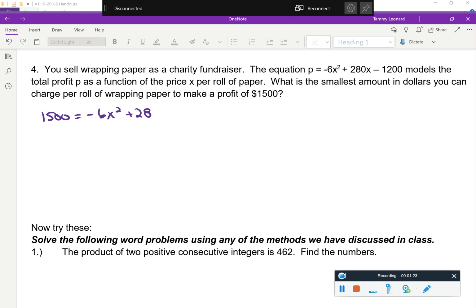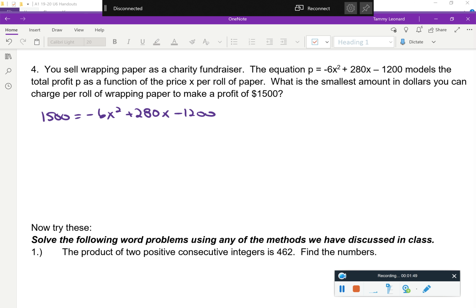Now, with this, we are trying to figure out how we should price it. That's the X. So we're actually looking for solutions this time. We don't just want to know, is it possible to earn $1,500? We probably already know that it's possible based on what's happened in the past. We're just trying to figure out how to zero in on the right price so that we sell the right amount of wrapping paper. Everybody good so far? Yeah?